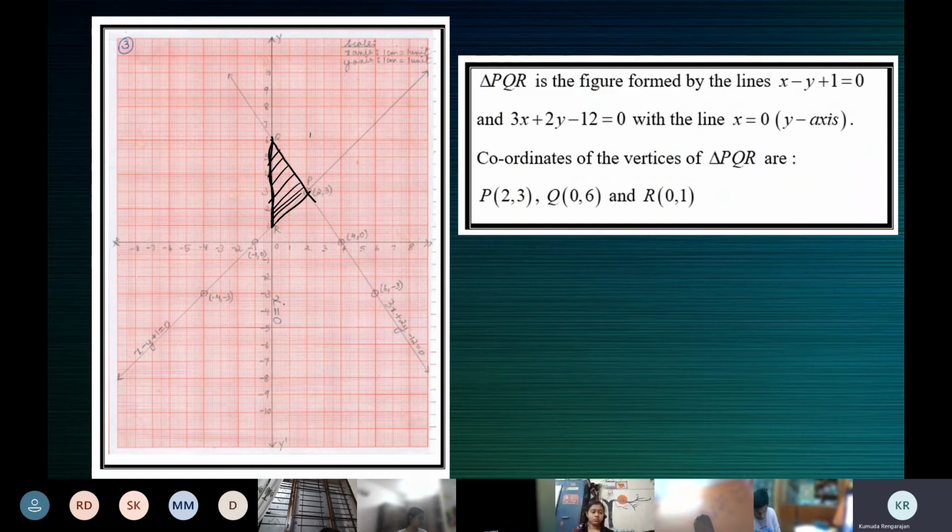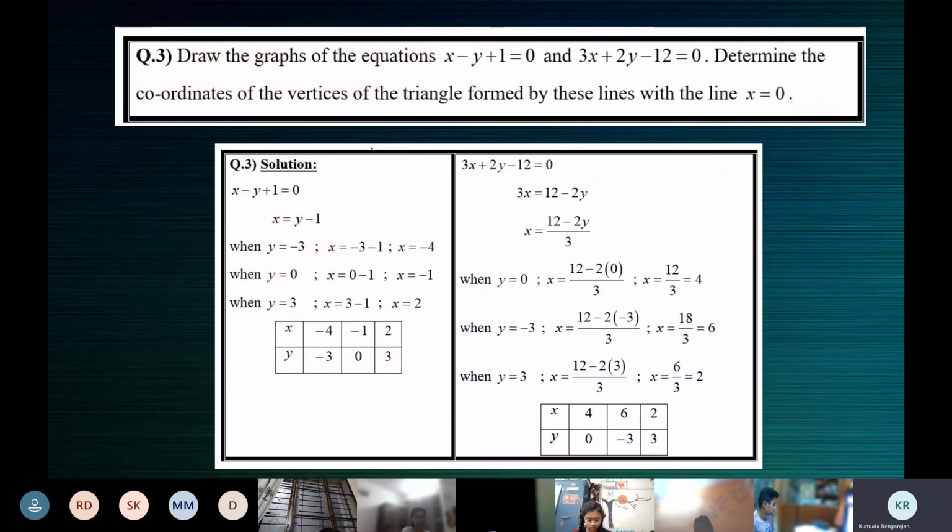You can make it out, no? Only when you make it out can you shade. All right, now what are the questions? Determine the coordinates of the vertices of the triangle. That's all. Find the vertices of the triangle formed by these lines with the y-axis.